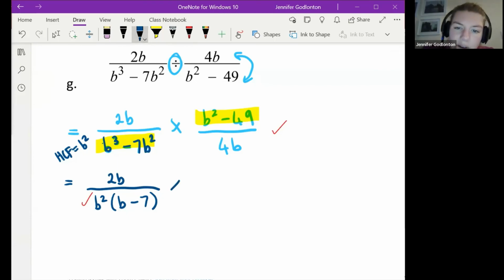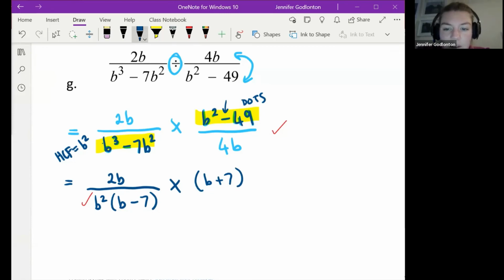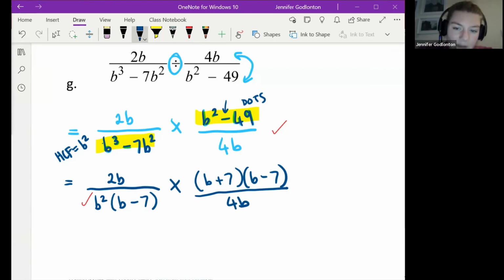Then we're going to look over here. Now I've got b squared minus 49. How can I factorize b squared minus 49? What can I do? DOTS. Good. Remember, DOTS stands for difference of two squares. There's a difference sign, there are two terms, and they are both square numbers. Okay, so we can do DOTS. So I'm going to have b plus 7, b minus 7, and that's all over 4b.